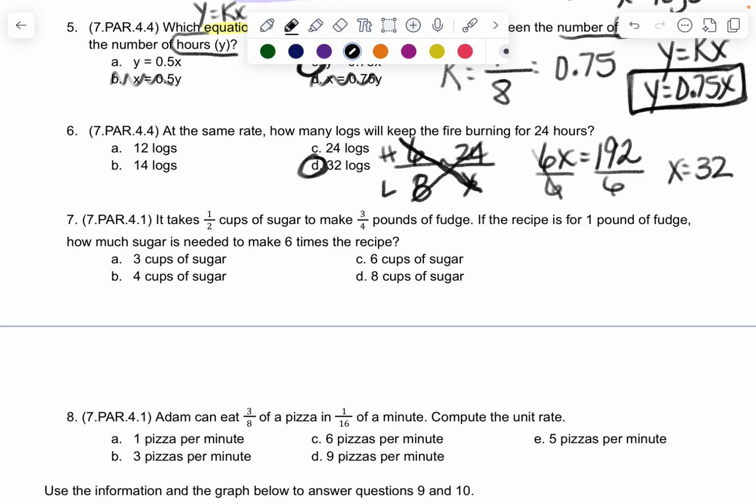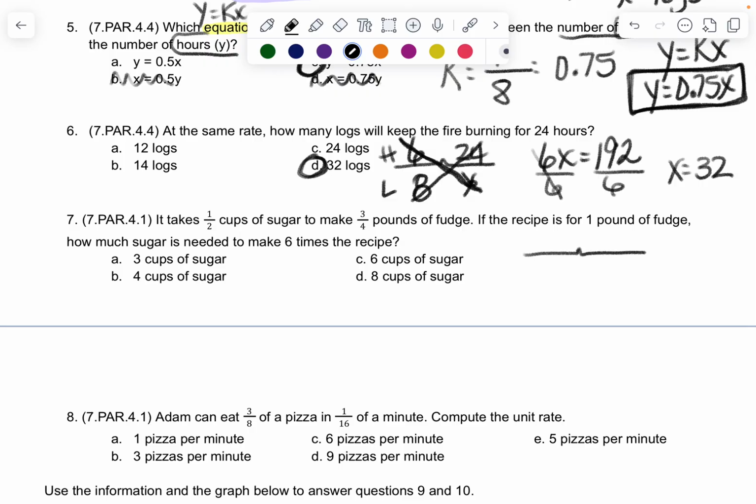It takes half a cup of sugar to make 3/4 pounds of fudge. Number 7 was one that I noticed we missed. It was one of the most missed questions. I think it was just a matter of the fractions messing you up. So let's take a minute and look at that. If the recipe is for 1 pound of fudge, how much sugar is needed to make 6 times the recipe?